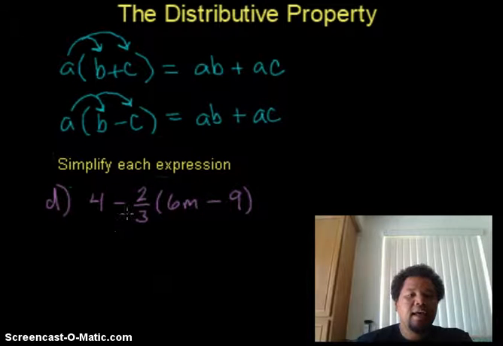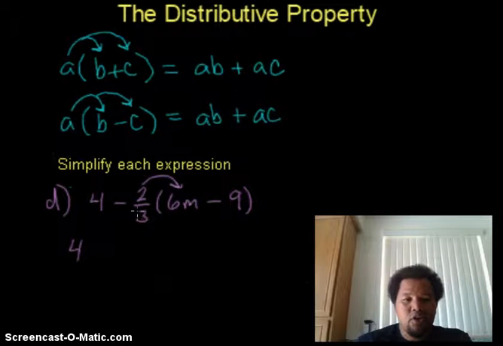Okay, for our last example, it looks similar to the one we just finished, except this time we actually have a number right next to the parentheses. Instead of just the negative sign, I have a minus 2/3. So we're going to distribute the minus 2/3, or the negative 2/3, as though that sign goes with it. So we're going to go ahead and multiply. We bring the 4 down because we're not distributing that.